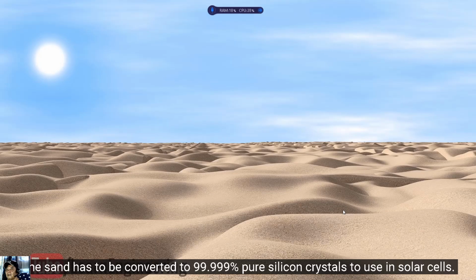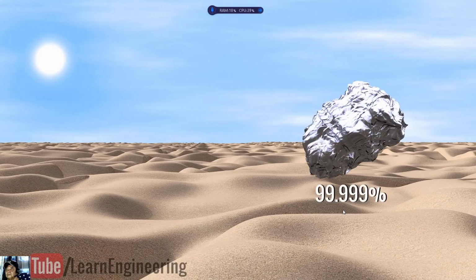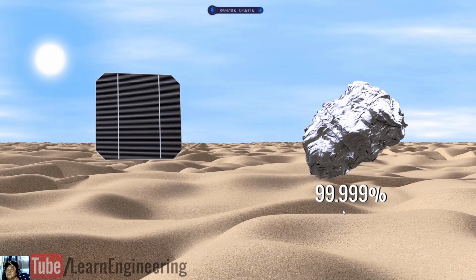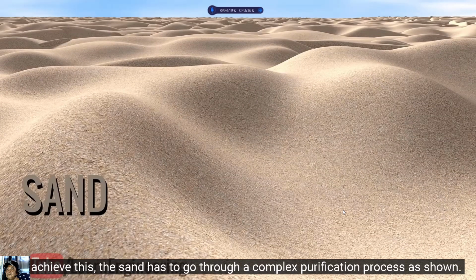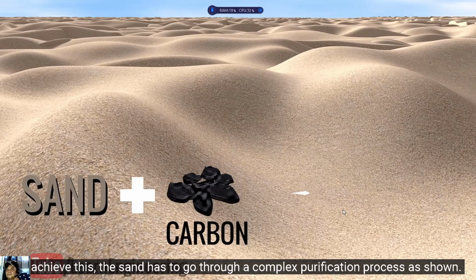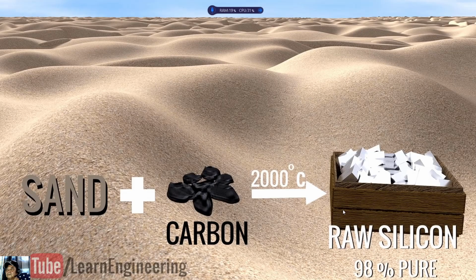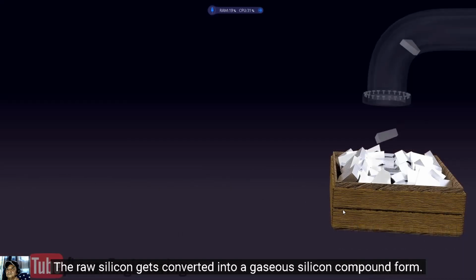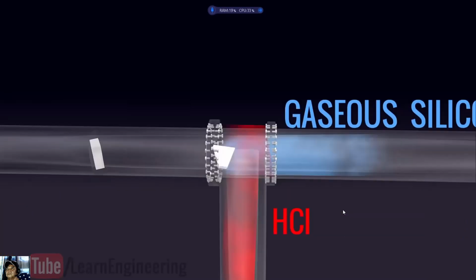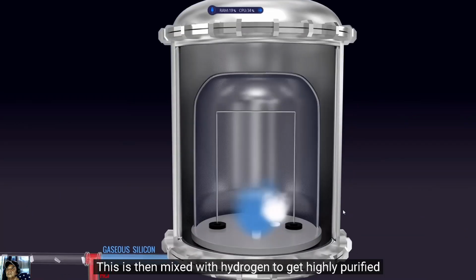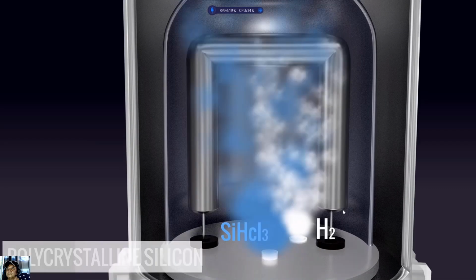The sand has to be converted to 99.999% pure silicon crystals to use in solar cells. To achieve this, the sand has to go through a complex purification process as shown. The raw silicon gets converted into a gaseous silicon compound form. This is then mixed with hydrogen to get highly purified polycrystalline silicon.